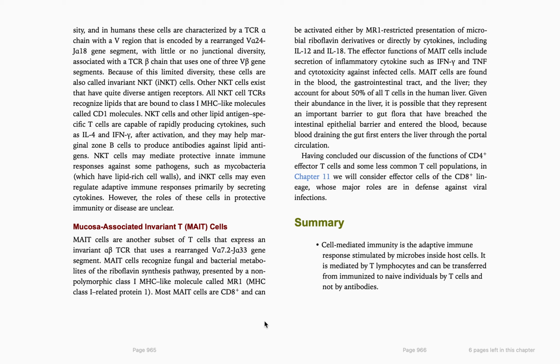Having concluded our discussion on the function of CD4 effector T cells and some less common T cell populations, in Chapter 11 we will consider effector cells of CD8 lineage, whose major roles are in defense against viral infection. Summary. Cell-mediated immunity is an adaptive immune response stimulated by microbes inside host cells. It is mediated by T lymphocytes and can be transferred from immunized to naive individuals by T cells and not by antibodies.